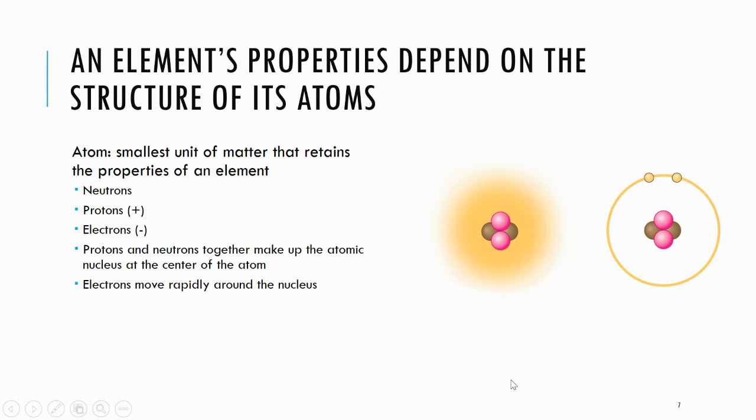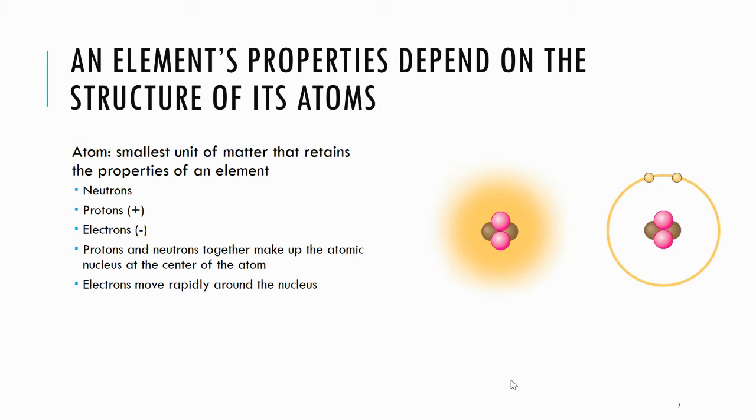With that in mind, let's focus on the structure of atoms. So an atom is the smallest unit of matter that retains its properties. It is made up of neutrons, protons, and electrons. The protons and neutrons are together in the atomic nucleus, which will be at the center of the atom, and the electrons will move rapidly around the nucleus, as you can see here.